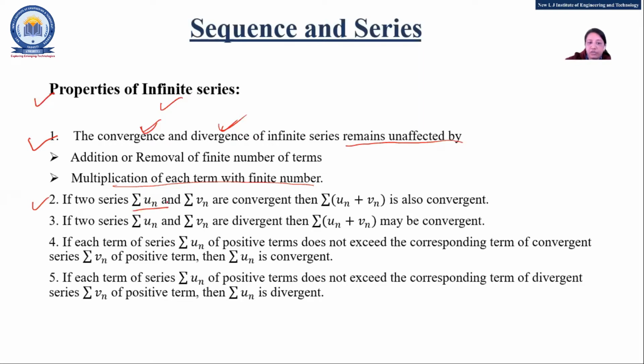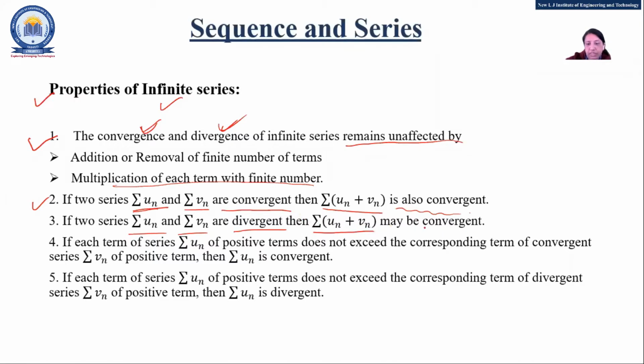If you are writing un, that means it's a sequence. If two series, un and vn, are both convergent, then the summation of that series is also convergent. But that will not be the case for divergent series. If both are divergent, it is not necessary that un plus vn is also divergent.